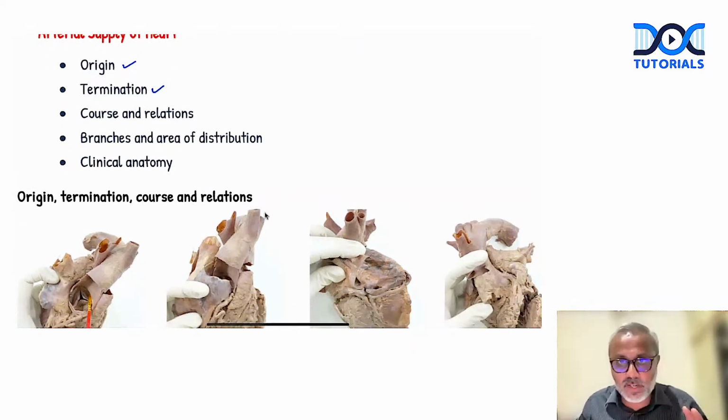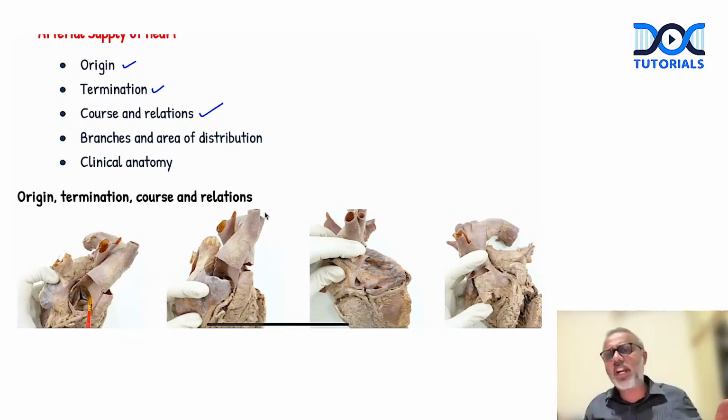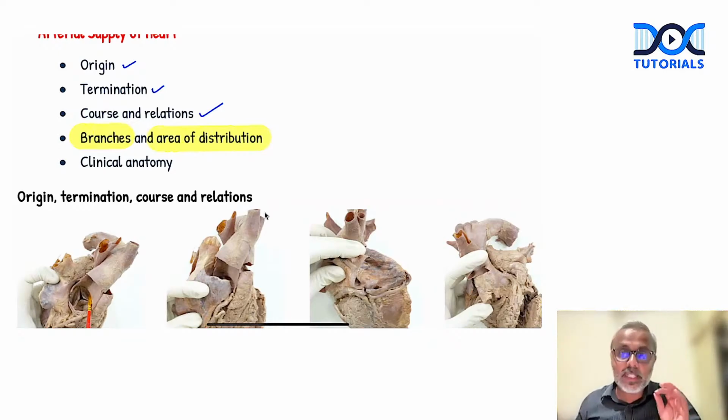Then, once we have learnt it, since we are confined to the viscera, let's not worry about the extent of the artery. We can discuss a brief course and relations. Then, the most important aspect of any artery in the body, I would say, is knowing the branches and area of distribution. And unfortunately, this is possibly the most neglected component of any artery. So let's focus on that today. And of course, we can end it with a little bit of clinical anatomy about the arterial supply.